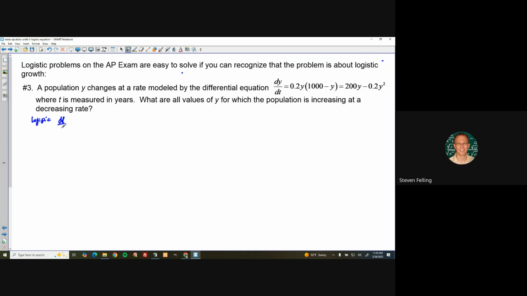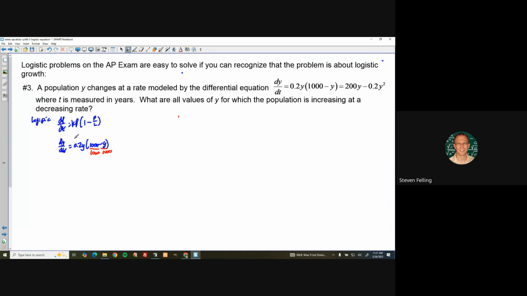The rate of change of the population is kP, which starts out as exponential growth, but then it has a 1 minus P over L term here. So can we put this into this form? I think we can, because we have dy/dt equal to 0.2y times 1,000 minus y, and I notice that my standard form has a 1 here, but I have 1,000 here. So what if I just divided this by 1,000? Everything in here I'm going to divide by 1,000.